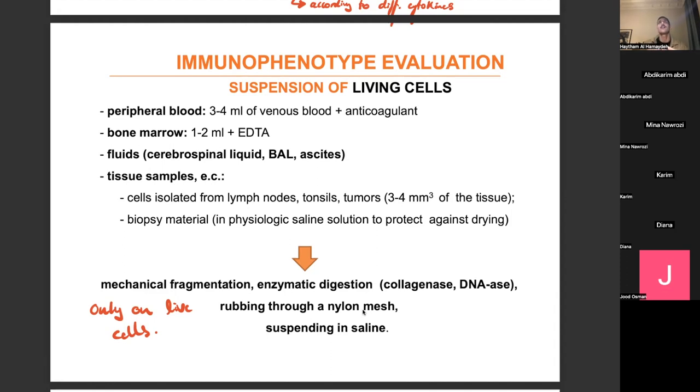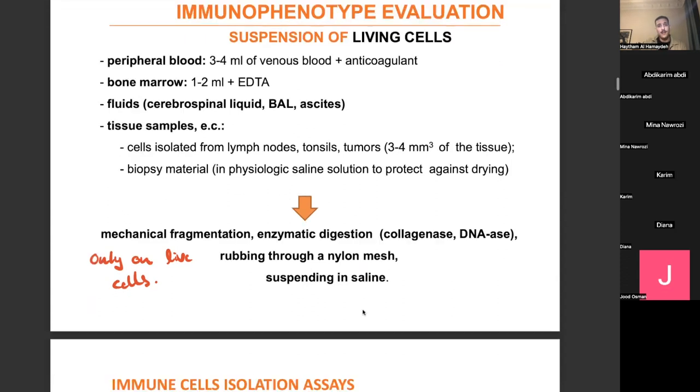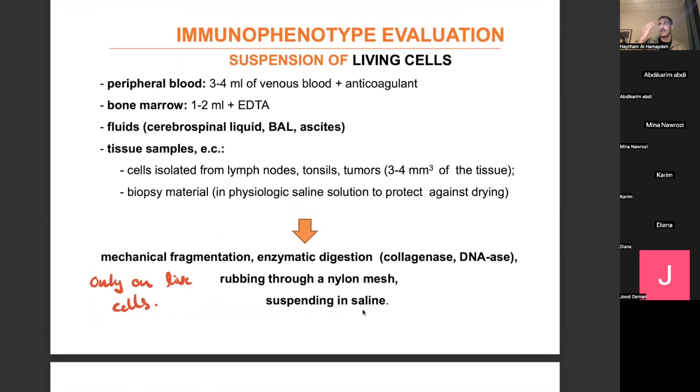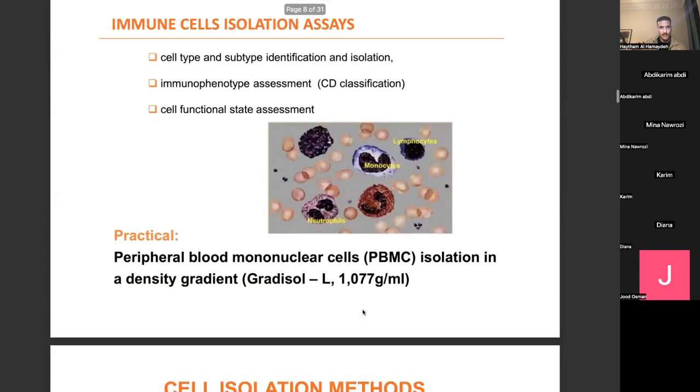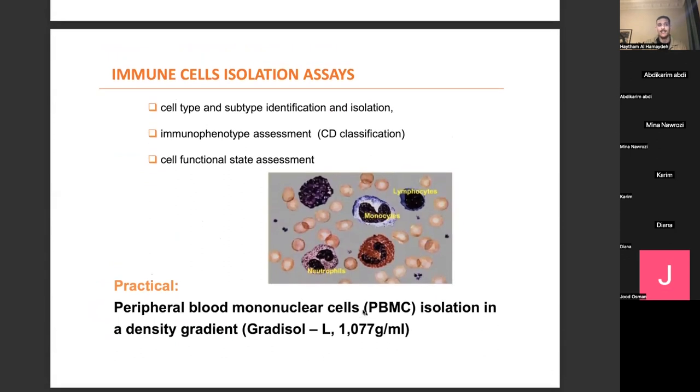We have this population of cells that are a mixture of different things: erythrocytes, white blood cells, platelets. Now we are able to say, okay, I want to test CD4s. We expose them to what comes next. Okay, you have assays. And what are assays?